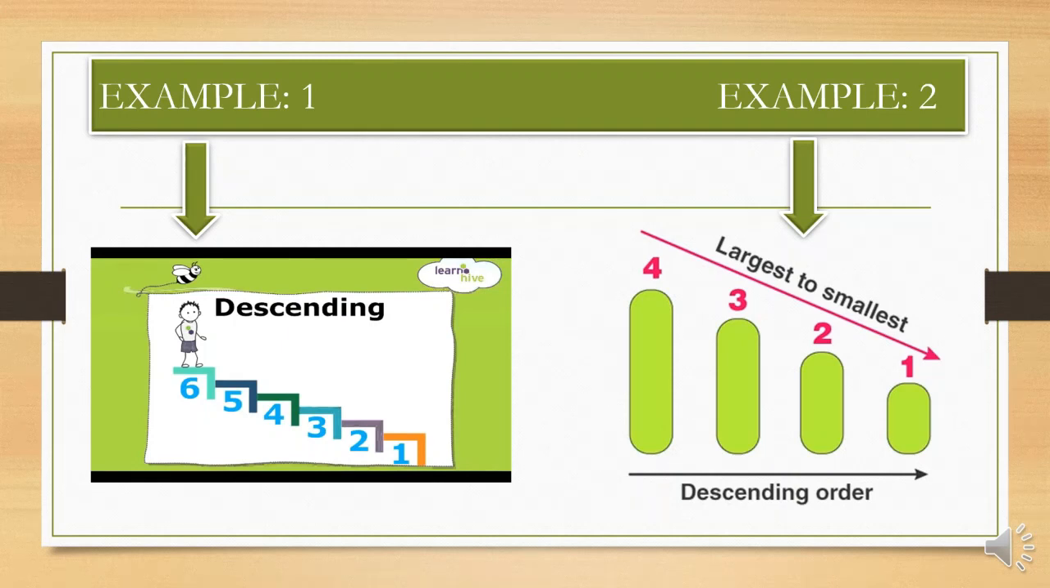Example 2, same as example 1, the second picture is also representing descending order. The sizes of the cylinders are gradually decreasing. Cylinder number 4 is the largest cylinder and cylinder 1 is the smallest. Cylinders 4, 3, 2 and 1 are showing the descending order because the size of the cylinders is getting smaller continuously.